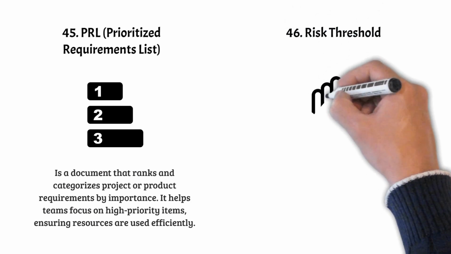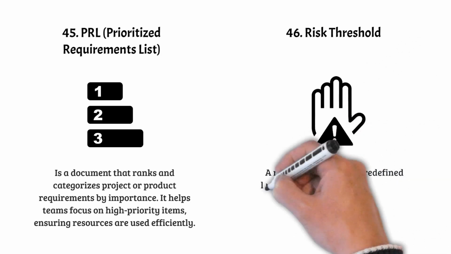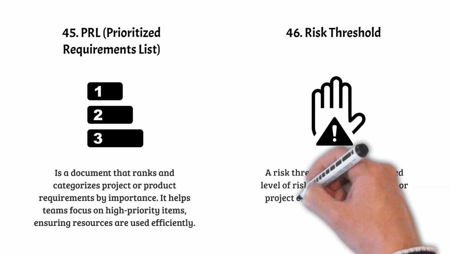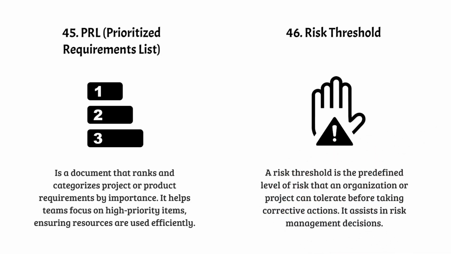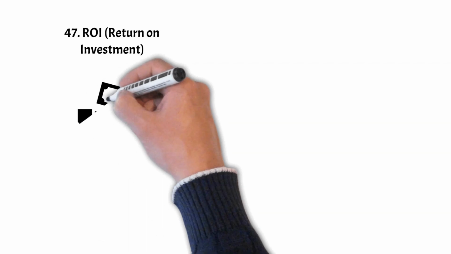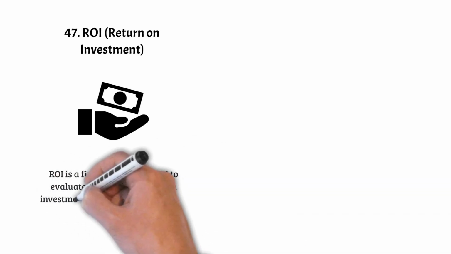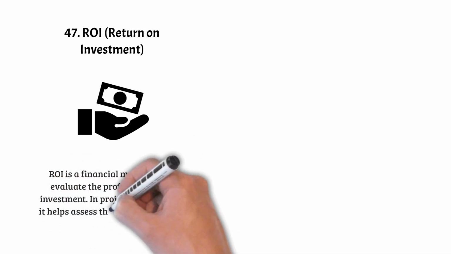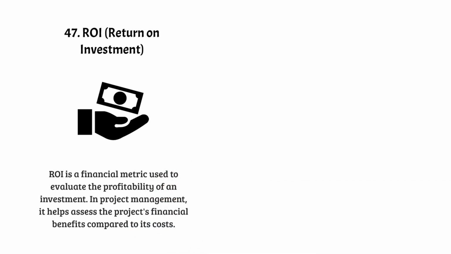46. Risk threshold. A risk threshold is the predefined level of risk that an organization or project can tolerate before taking corrective actions. It assists in risk management decisions. 47. ROI, Return on Investment. ROI is a financial metric used to evaluate the profitability of an investment. In project management, it helps assess the project's financial benefits compared to its costs.